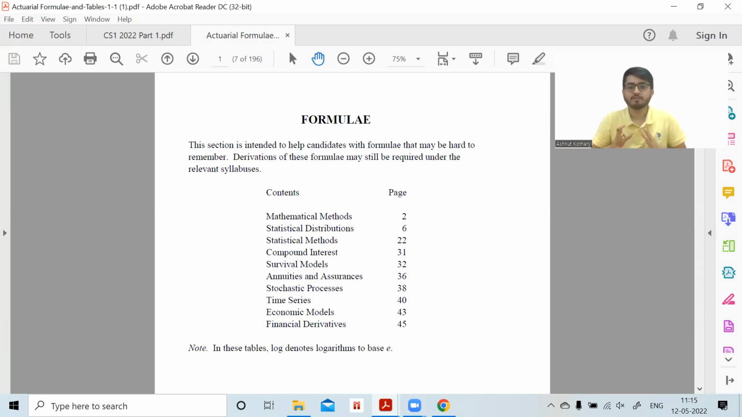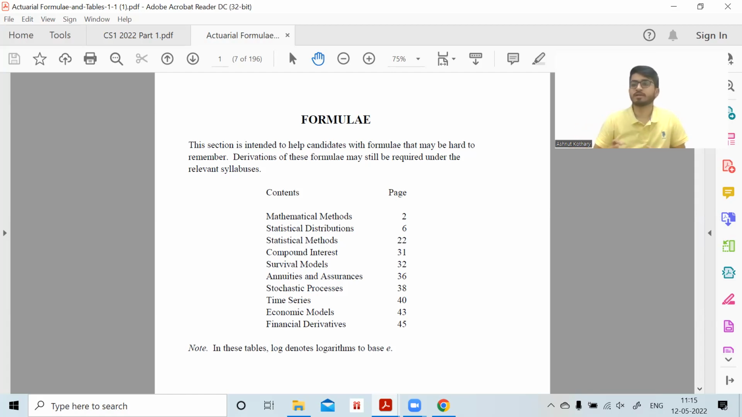As you will see, we have certain mathematical methods from page number 2 till page number 5. From page number 6, we have statistical distributions. From page number 22, we have statistical methods. Then from page 31, we have compound interest and so on. For our purpose, we would be interested in the mathematical methods section. We would shortly take a look at what formulas are given there. Statistical distributions is the main part which we would be covering in chapter 2, which is probability distributions.